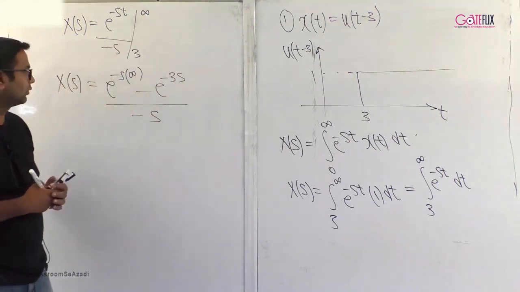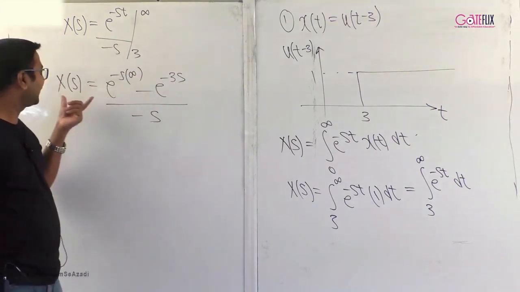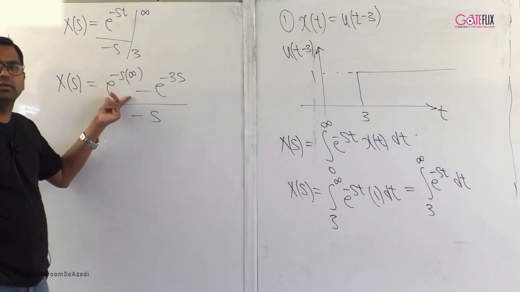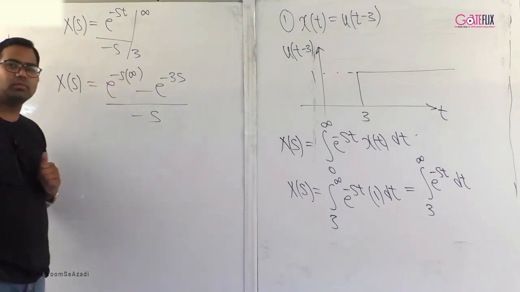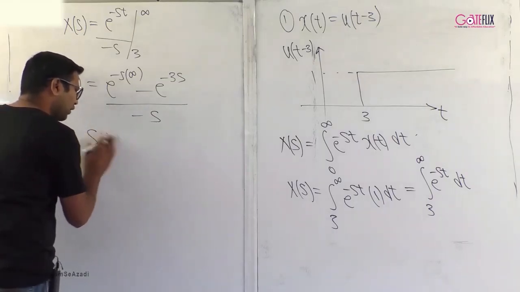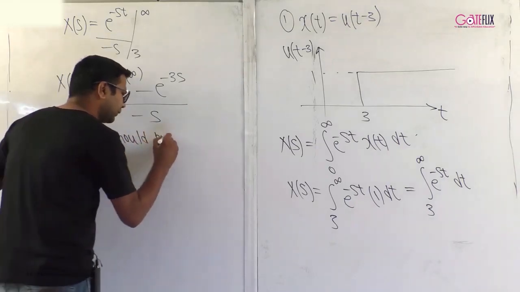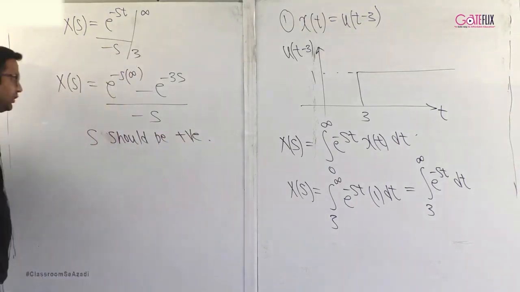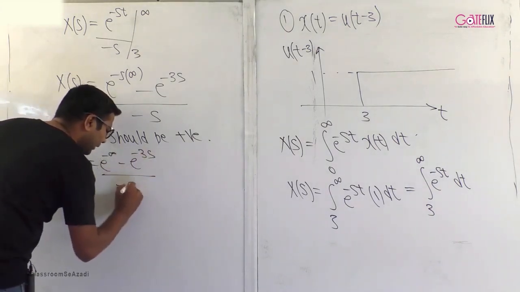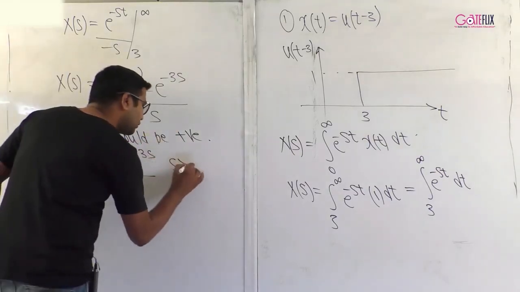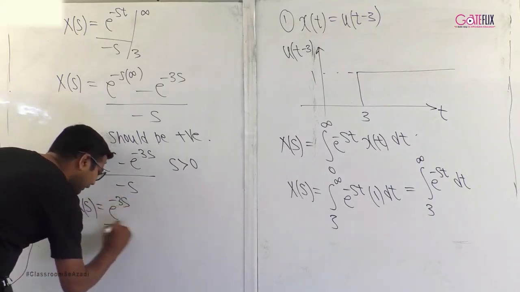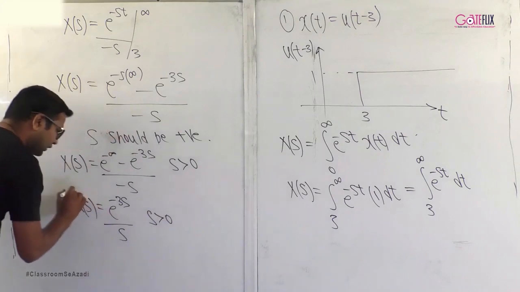If you remember, from the previous discussion, we want the Laplace transform to be finite. For the Laplace transform to be finite, this exponential term should go to minus infinity. For the exponential term to go to minus infinity, we need s to be positive. Therefore, capital X of s will be e raised to minus infinity minus e raised to minus 3s divided by minus s. Since s should be positive, I should write s greater than 0. Therefore, the unilateral Laplace transform comes out to be e raised to minus 3s by s. The ROC is s greater than 0.